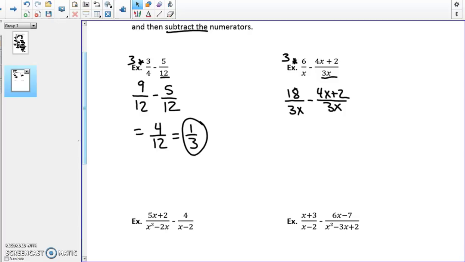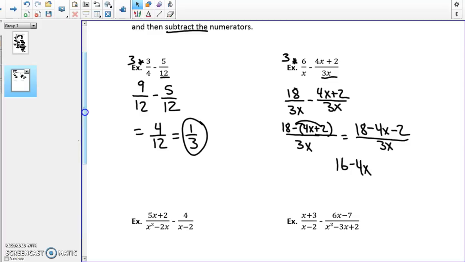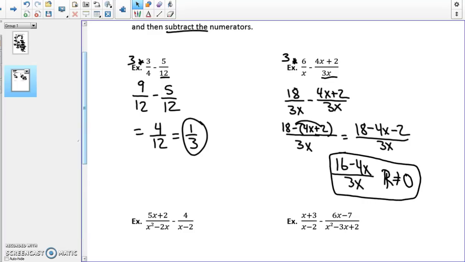Okay? Now, let's combine it into 1. So that means I'll get 3x on bottom, and I'll need to be careful on top, because I've got 18, and I'm subtracting from that 4x plus 2. And I'm writing that all in parentheses because that negative sign has to be applied to the 4x and the 2. So that means the top is going to be 18 minus 4x minus 2 over 3x. And then we can see obviously what combines, right? 18 minus 2 is 16 minus 4x over 3x. And if that's the case, our domain is all real numbers except what? 0. If x is 0, that's going to give us a 0 in the denominator.